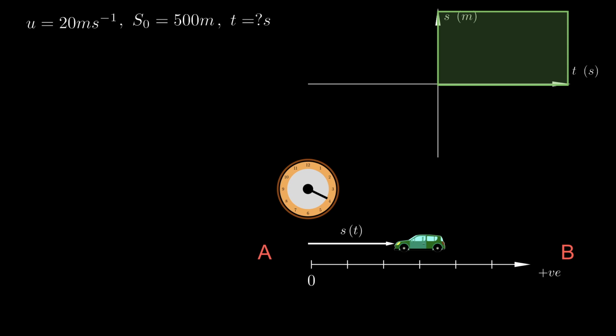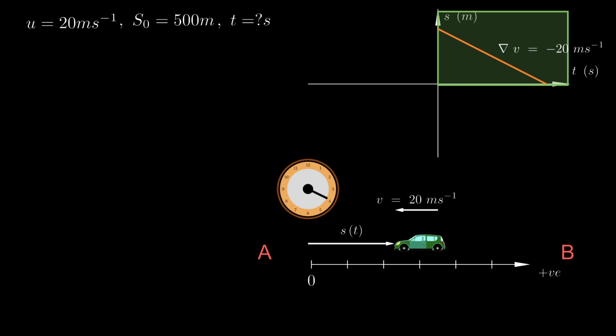Next, we need to consider the direction of velocity. In this example, the vehicle is moving from B to A, which is in the negative direction, since we consider velocity positive when directed towards B. Consequently, the graph has a negative gradient, which corresponds to the vehicle's velocity.